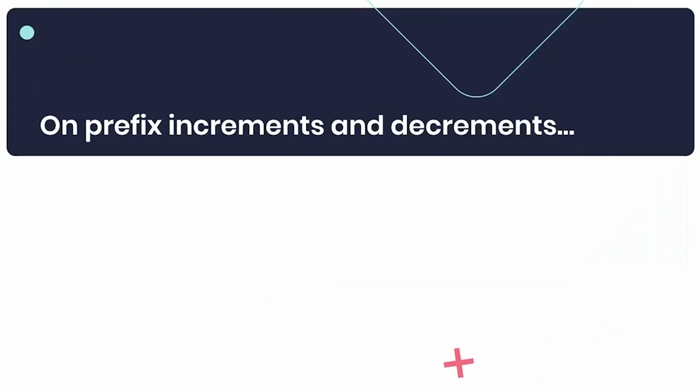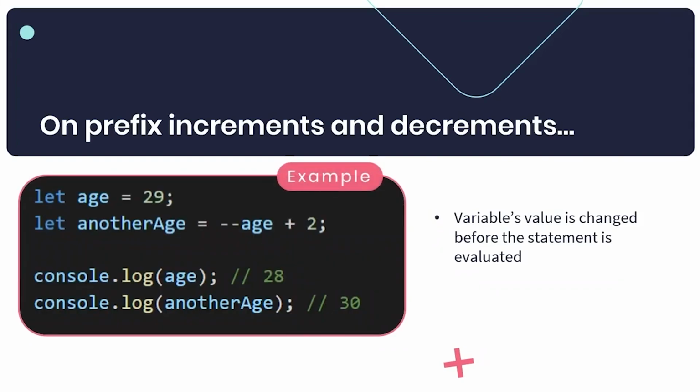When using either a prefix increment or a prefix decrement, the variable's value is changed before the statement is evaluated. In computer science, this is usually referred to as having a side effect. Take a look at this example. Here, the variable another age is initialized with the decrement value of age plus 2. Because the decrement happens first, age is set to 28, and then 2 is added, resulting in 30.